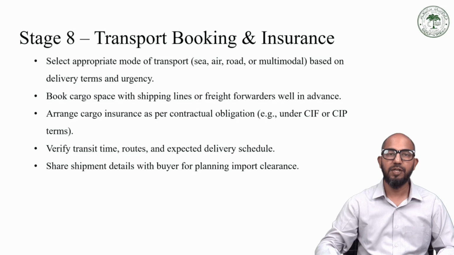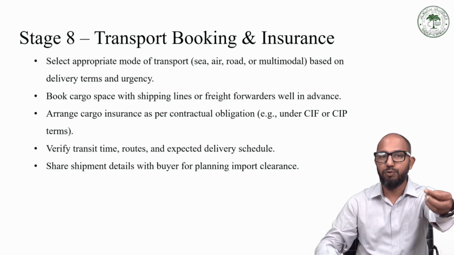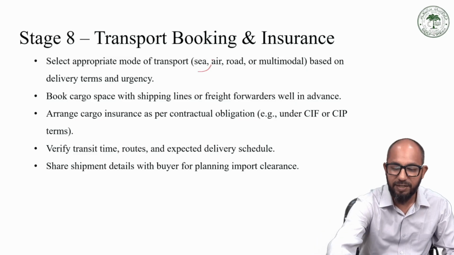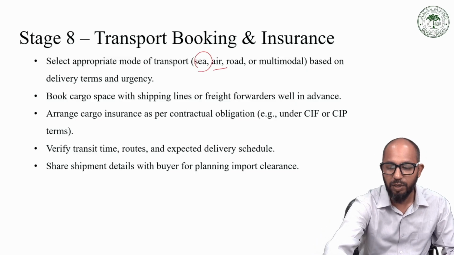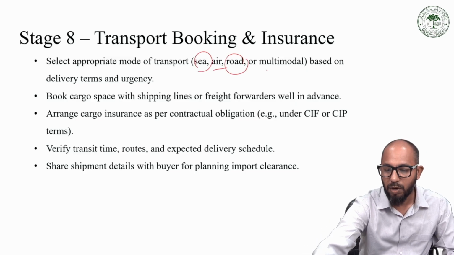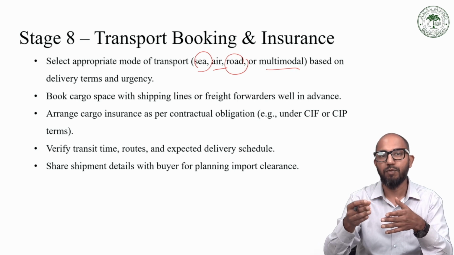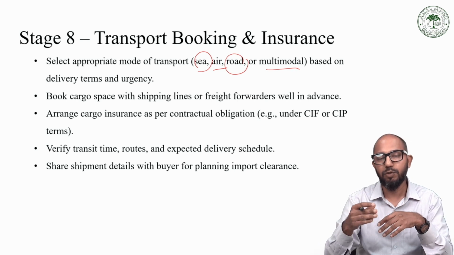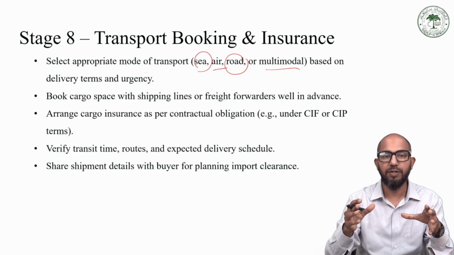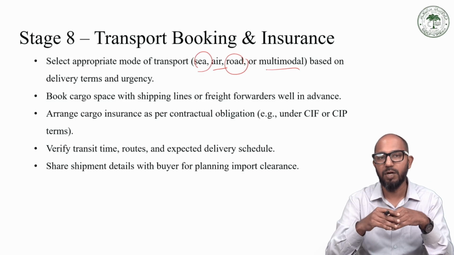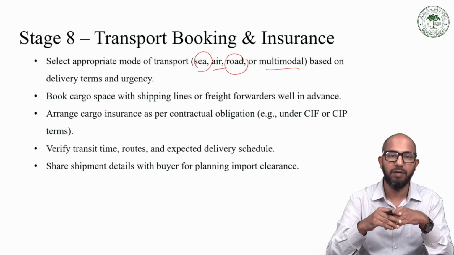The next stage is the transport booking and insurance. Under this stage, we select the appropriate mode of transport. That is, goods are going to reach the destination through the maritime route, that is the sea route, through air, road, or through other multi-modal, that is a blend of air, ship, and road transport. This should be based on the delivery terms and the urgency of the products to reach the destination country.